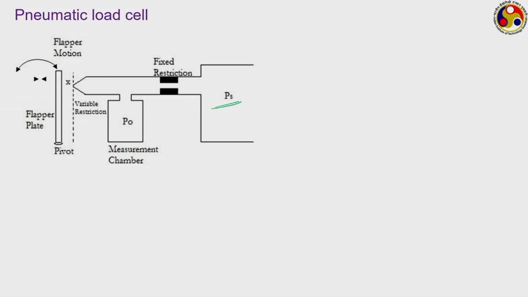Now, the gas is allowed to pass through a fixed restriction here. So, we have this nozzle. On one side we have the gas coming through from a tank maintained at a pressure Ps and a fixed restriction, and at the other end of the nozzle we have this flapper. This flapper is connected to the location where you want to measure the force.